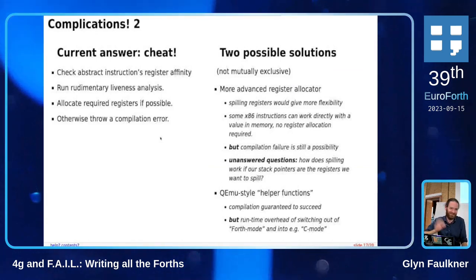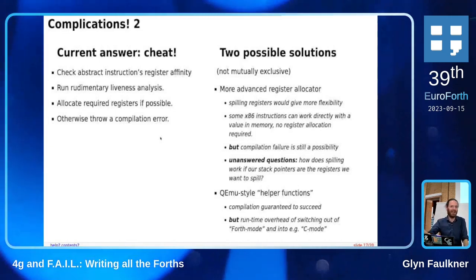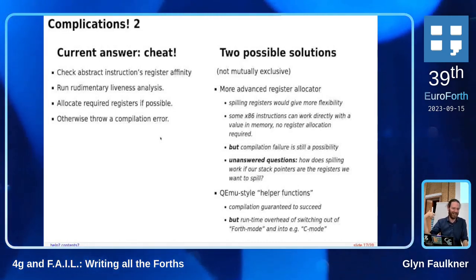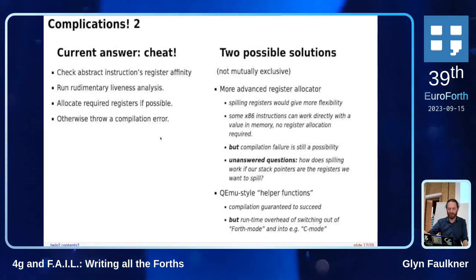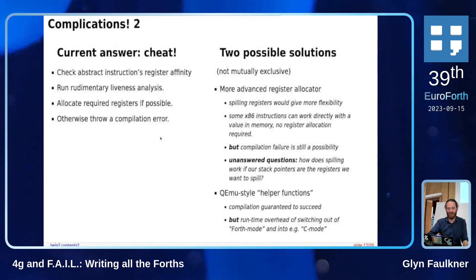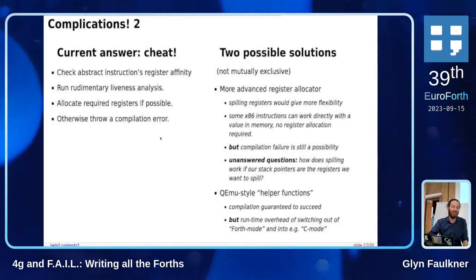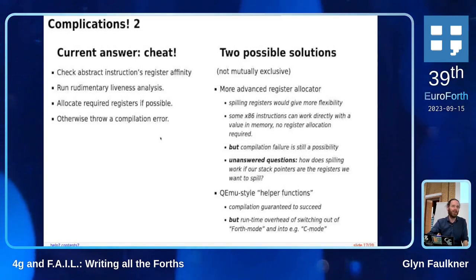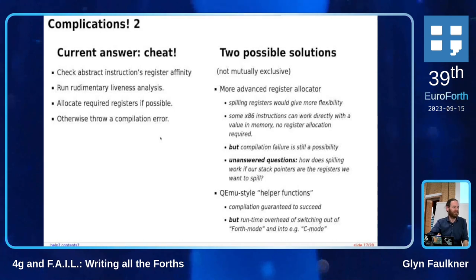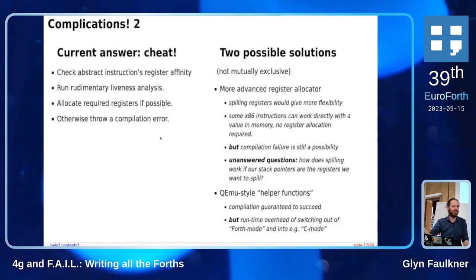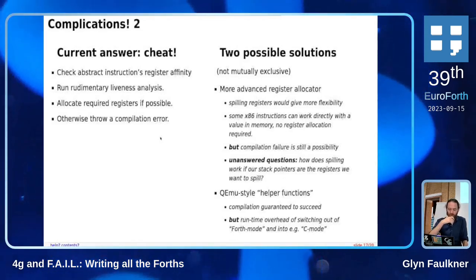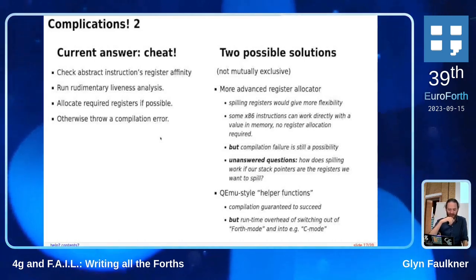The answer is I cheat. F.A.I.L. is essentially a compiler. It's reading a source file and generating an assembly source file at the other end. As my PhD supervisor once advised me, a lot of problems in computer science get a lot easier when you don't need an acceptable answer for every case. Basically, there are situations where I do my liveness analysis and just say, sorry, I can't compile. For my use case here, that's perfectly acceptable.